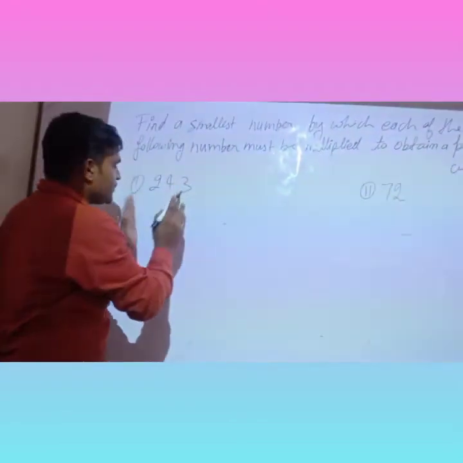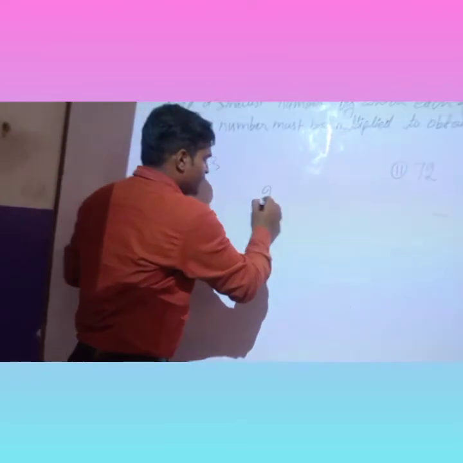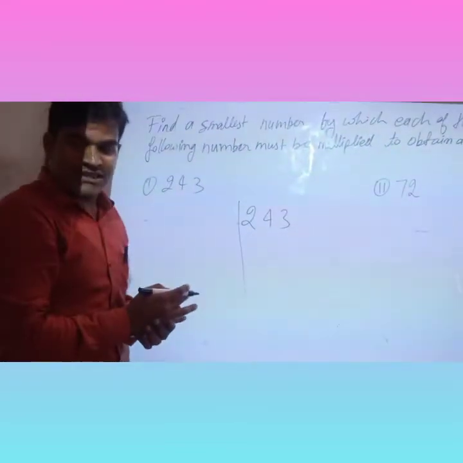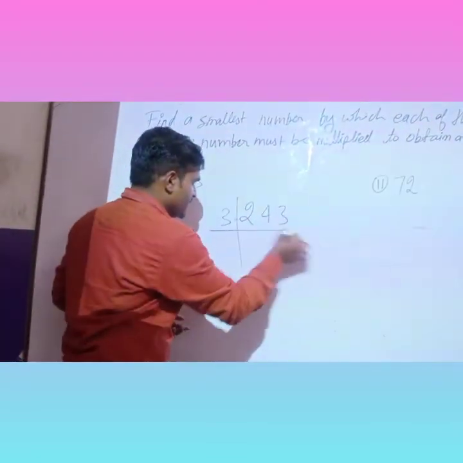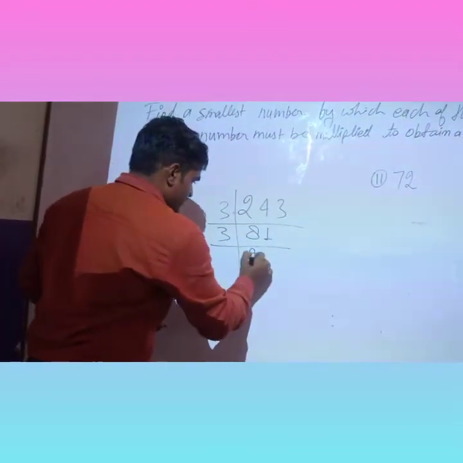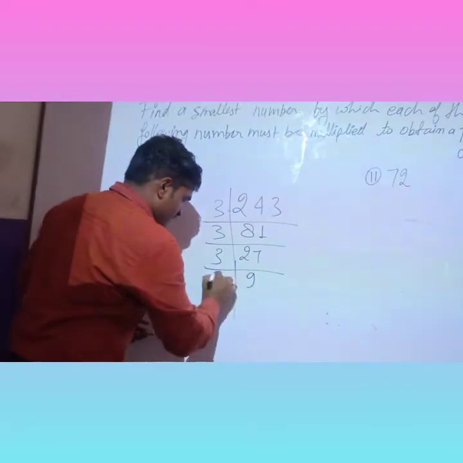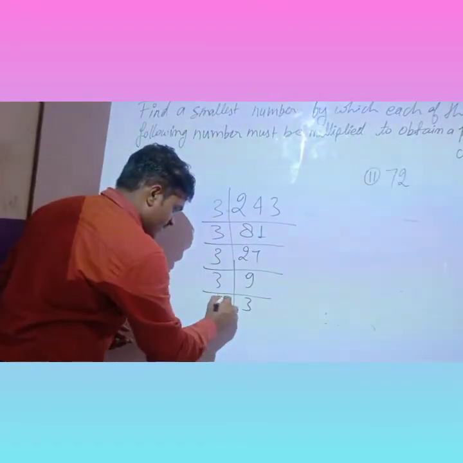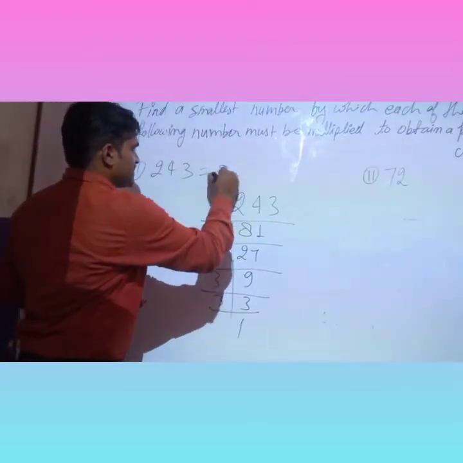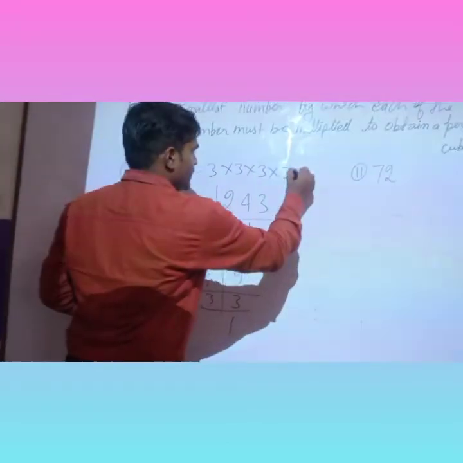So children, first we will find the prime factors of 243. 243 is divisible by 3. Divided by 3 we get 81. Again it is divisible by 3, so we get 27. Now divide by 3 we get 9. Again dividing by 3 we get 3. Again dividing by 3 we get 1. So the prime factorization of 243 is 3 into 3 into 3 into 3 into 3.